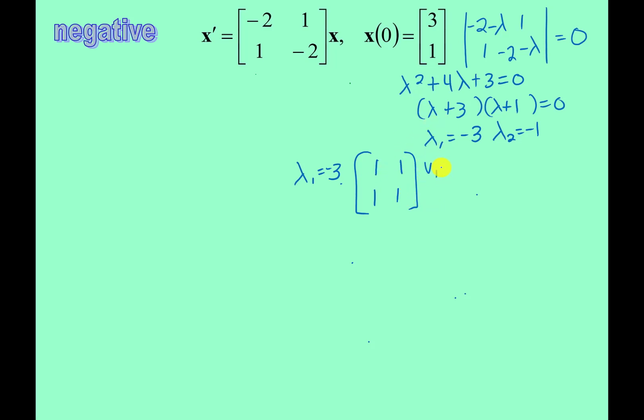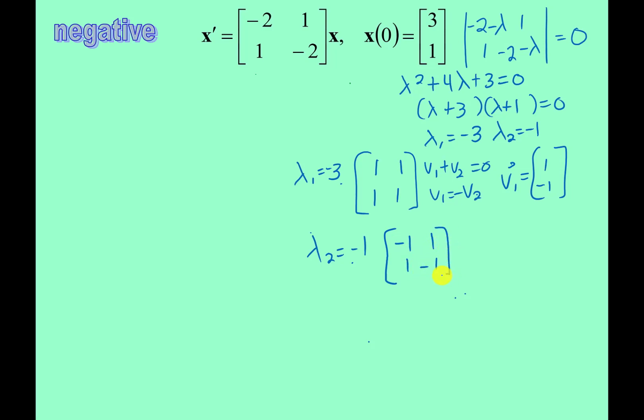So V1 plus V2 equals 0, and so we have V1 equal -V2. So for our first eigenvector, let's let V2 be -1, and that means V1 is 1. The second eigenvalue is going to be -1. So when we put that in, and the minus and minus makes a plus, so -2 plus 1 is -1. Then we have 1, 1, and -1.